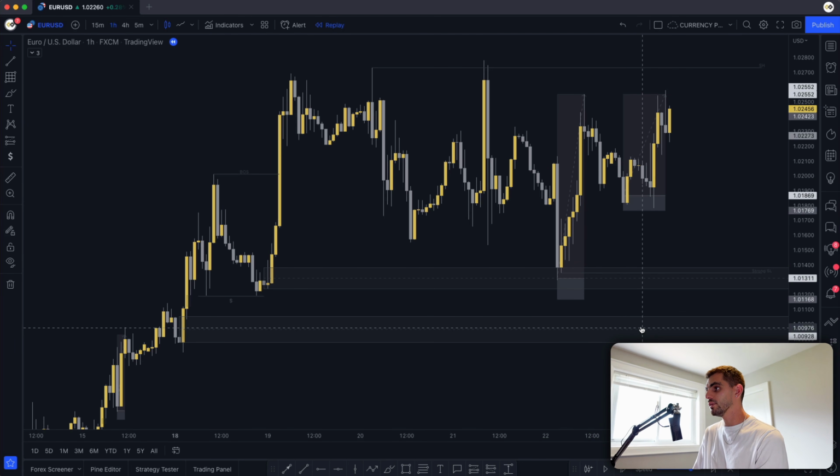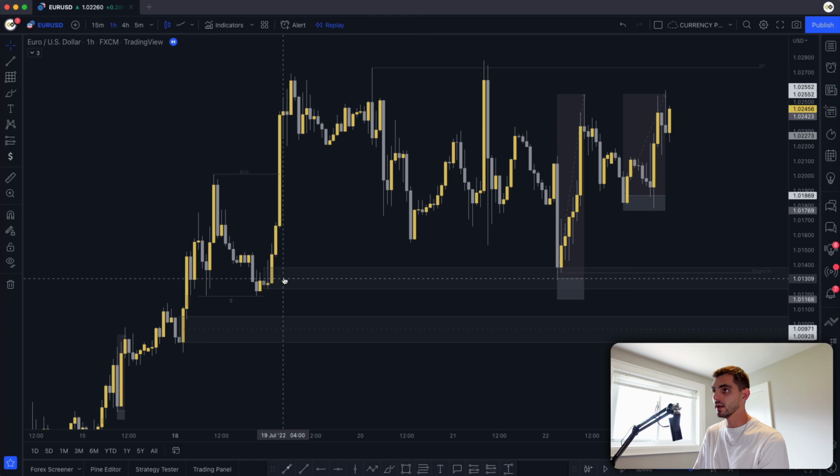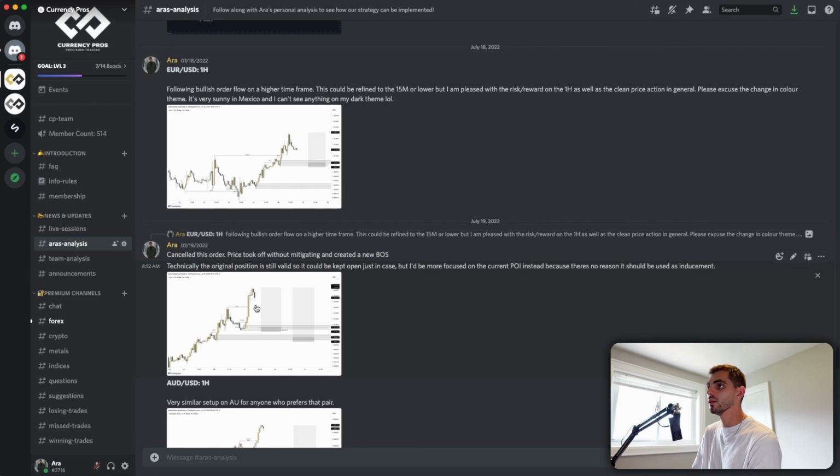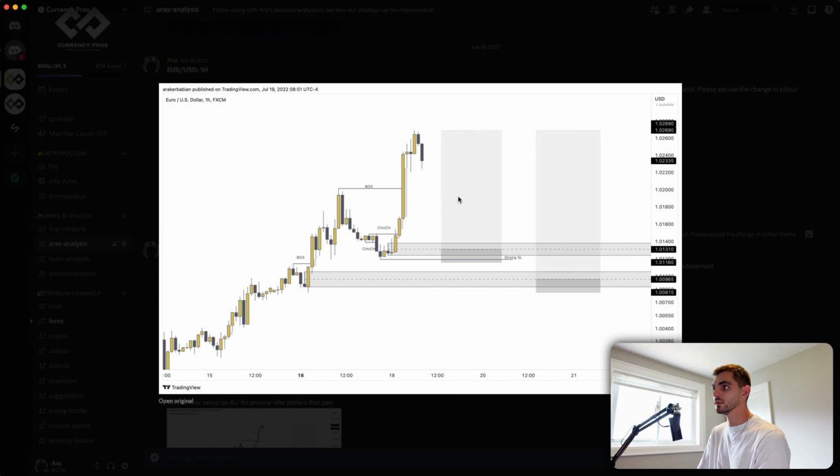However, I still had the original position that I sent out to the community down at this demand zone here, in case this demand zone was used as inducement to induce buyers early on in the market, just to further mitigate this zone and then take off and continue bullish order flow from there. So let's jump back to the Discord quickly. As you can see, I left both positions open just in case.